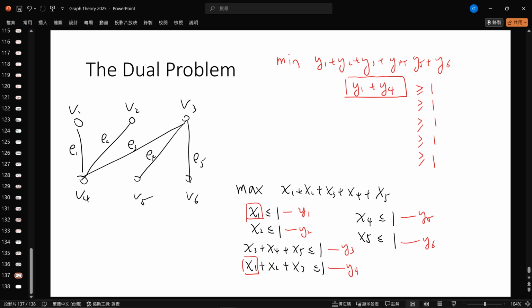Recall that this is for x1, to make sure that the coefficient of x1 is correct. It is an upper bound for the original objective function. In other words, this is related to v1. So this constraint is for v1.